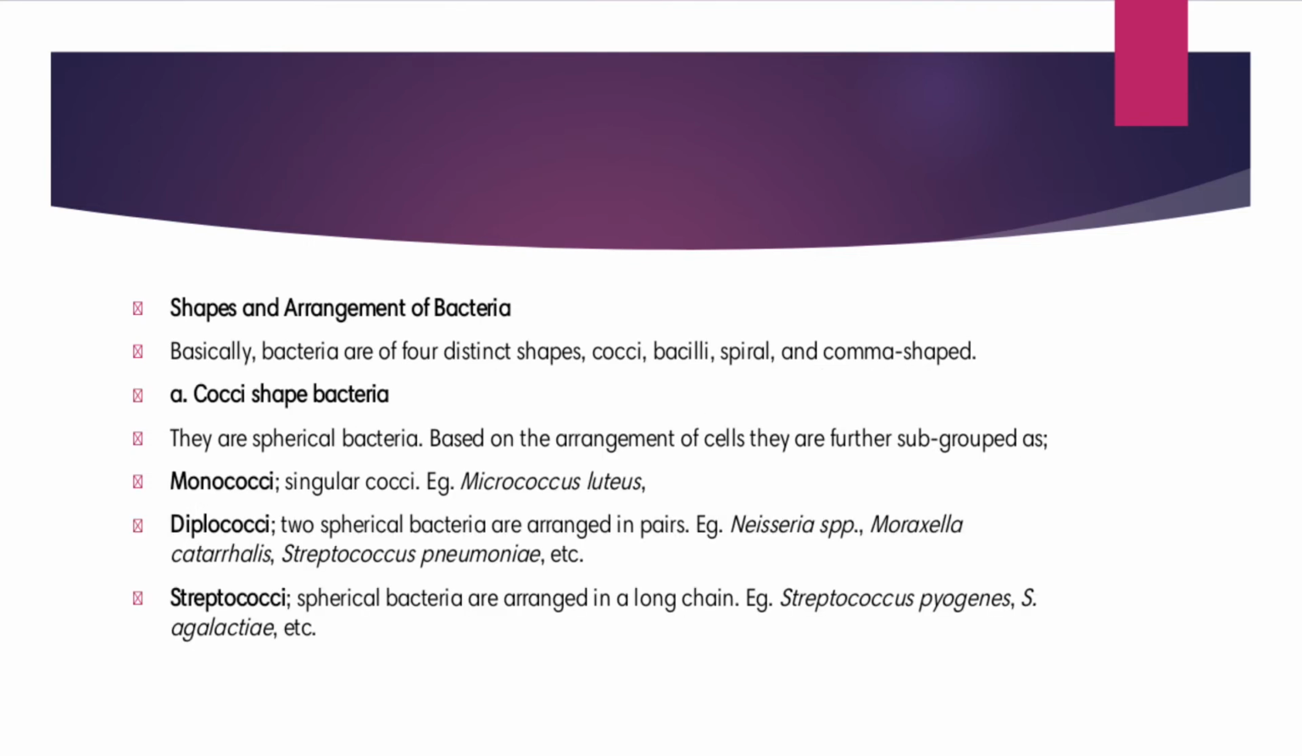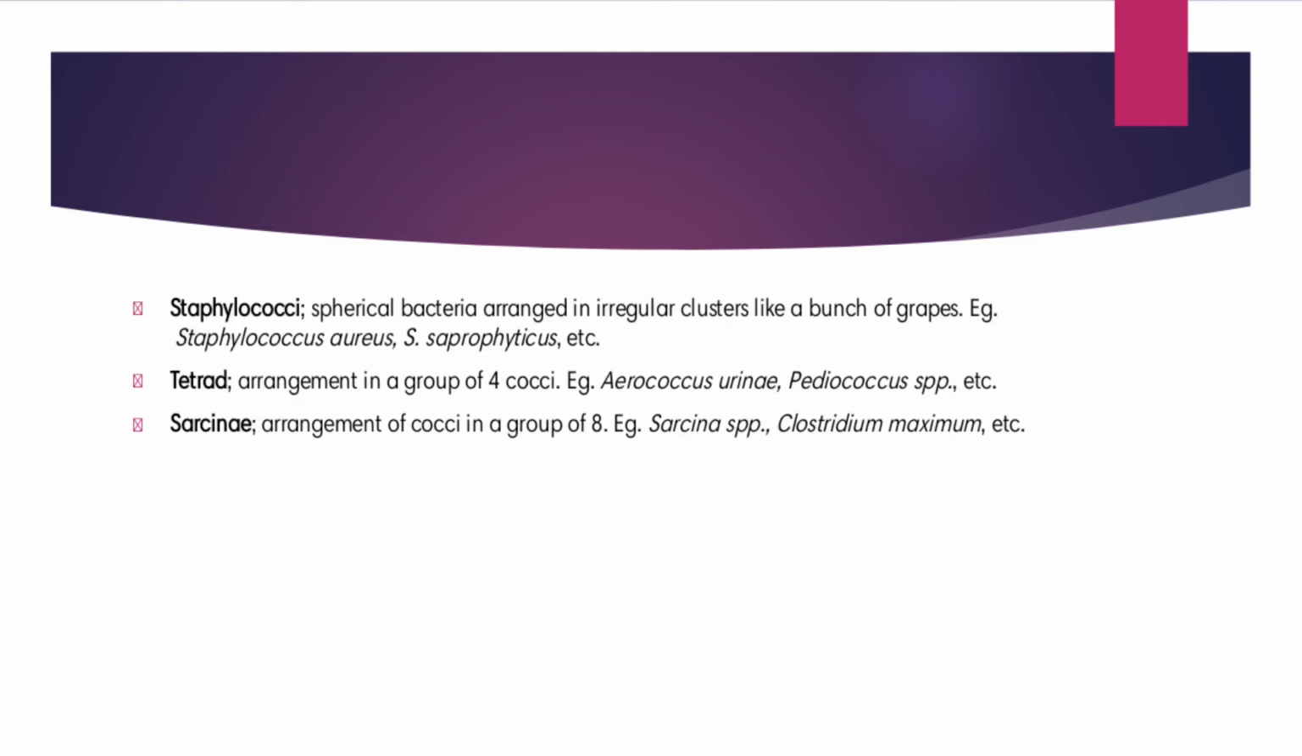Next, we can go for the shape and the arrangement of bacteria. There are four distinct types: cocci, bacilli, spiral, and comma shape. The cocci-shaped bacteria are spherical bacteria. Based on the arrangement of cells, they are further subgrouped as monococci, diplococci, and streptococci. Monococci is a singular coccus; diplococci are two spherical bacteria arranged in pairs; and streptococci are spherical bacteria arranged in a long chain form.